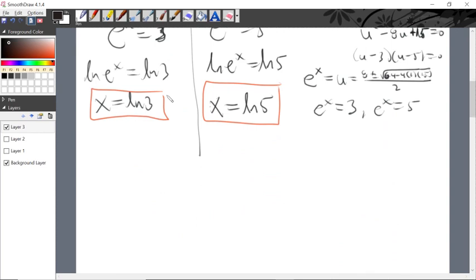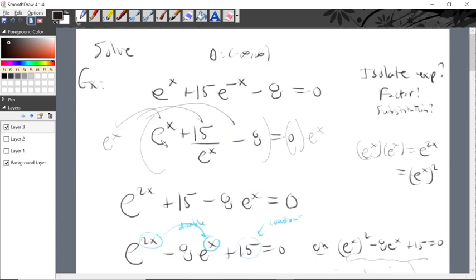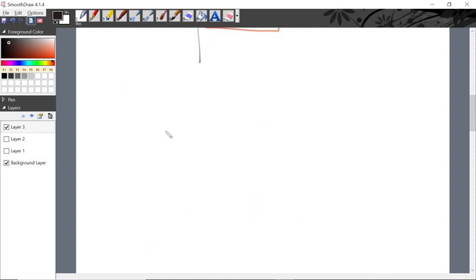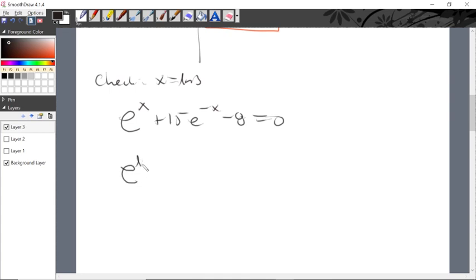So these are both possible solutions, and we can check to see if they're true. So let's try to plug into the original equation then. Let's start by checking x equals the natural log of 3. And the original equation was e to the x plus 15e to the negative x minus 8 equals 0. Plug in x equals natural log of 3. e to the natural log of 3 plus 15e to the negative natural log of 3 minus 8 is equal to 0. Check to see if that's true.